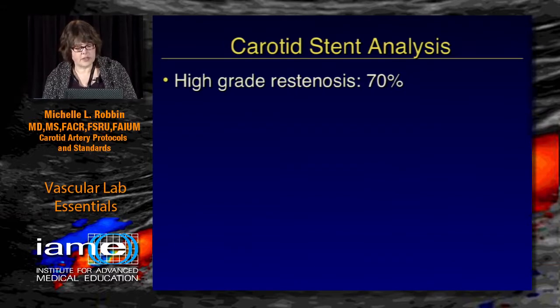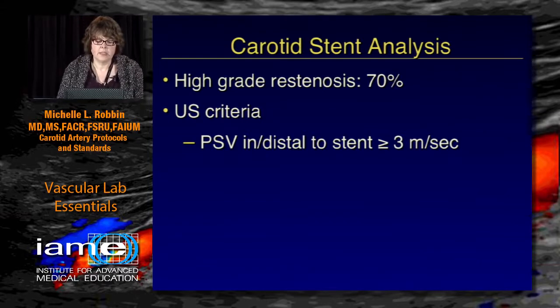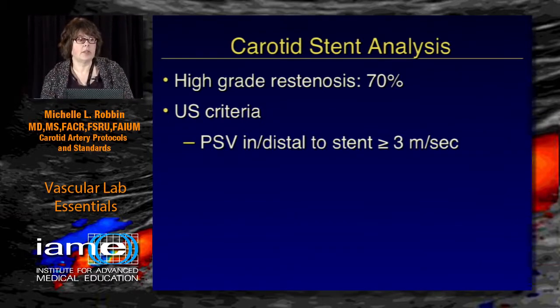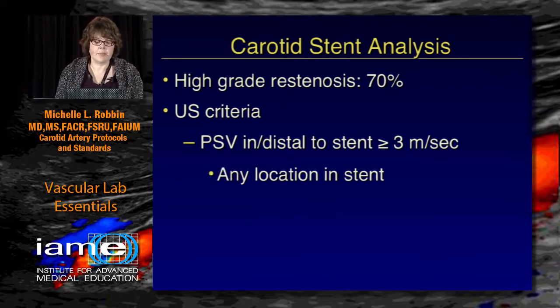And I think there's a confluence now of agreement around 70%. Once you get above 70%, you should consider treating. For the ultrasound criteria, back in 95, 96, when we were doing the study, we really only had a couple of stents that stenosed. But there's been enough data accumulating now that most people are thinking peak systolic velocity in or distal to the stent of greater than 3, and that can be any location in the stent.